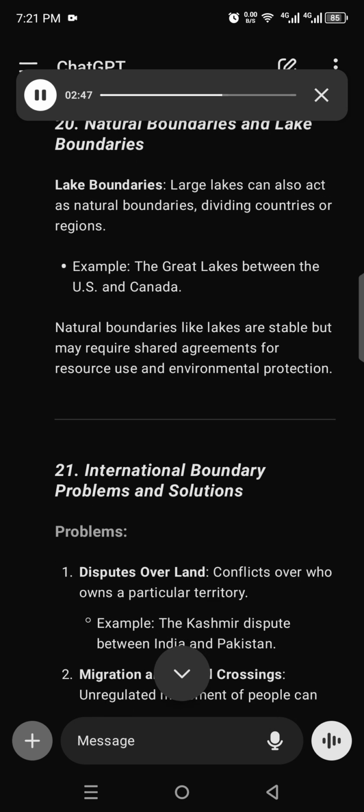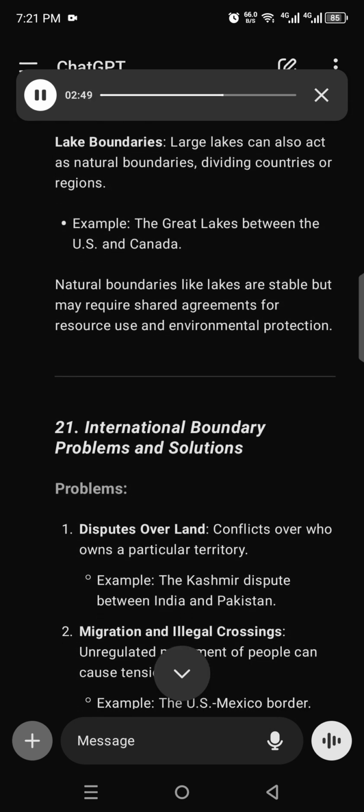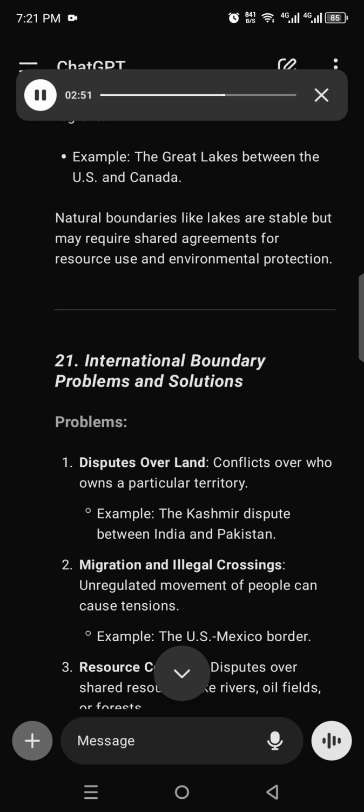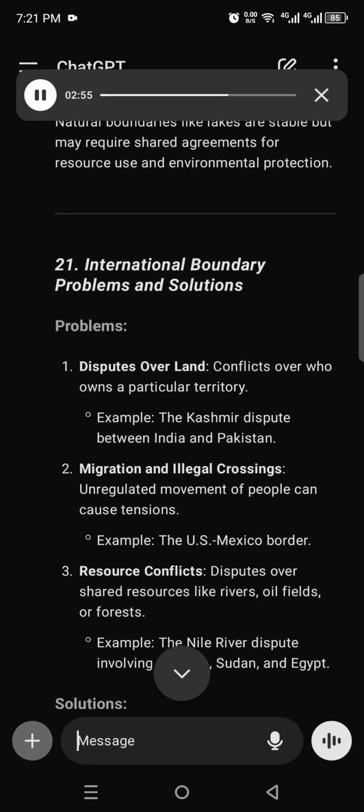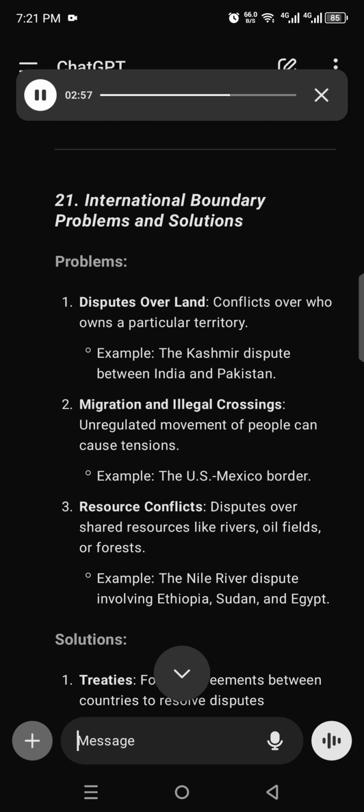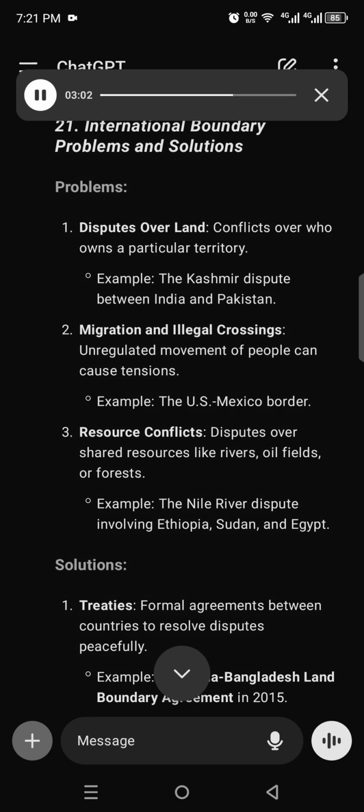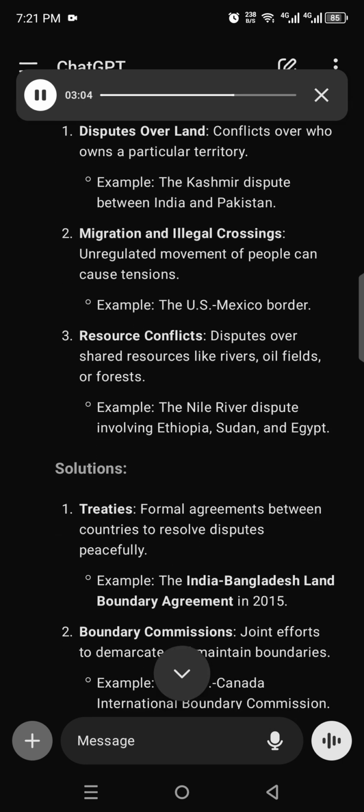21. International boundary problems and solutions. Problems. 1. Disputes over land, conflicts over who owns a particular territory. Example, the Kashmir dispute between India and Pakistan. 2. Migration and illegal crossings. Unregulated movement of people can cause tensions. Example, the U.S.-Mexico border. 3. Resource conflicts. Disputes over shared resources like rivers, oil fields, or forests. Example, the Nile River dispute involving Ethiopia, Sudan, and Egypt.